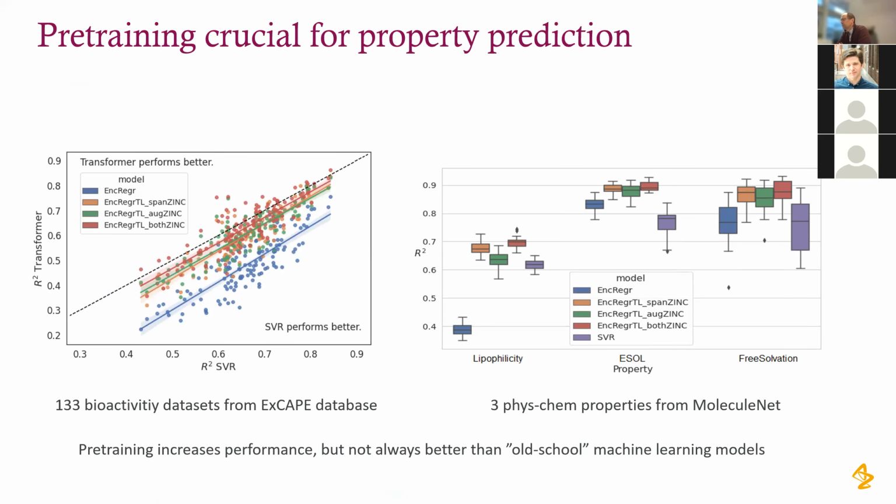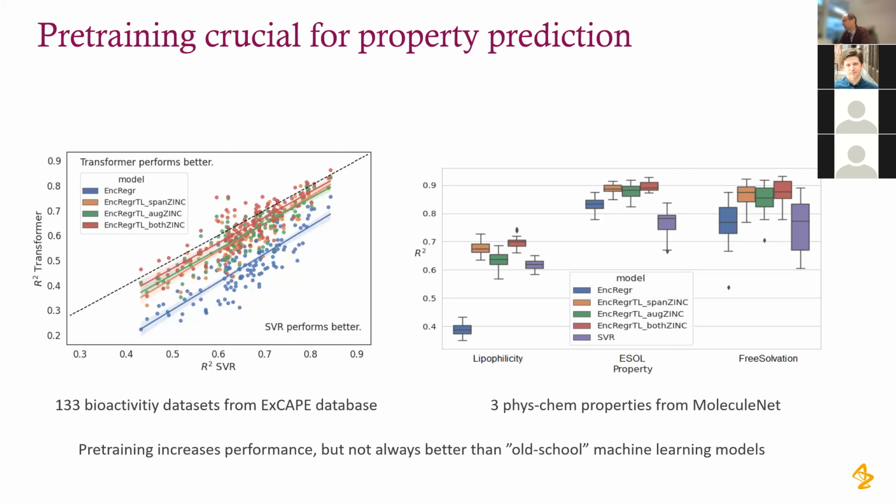So for property prediction, we compared to a more classical support vector regression model based on fingerprints. And we can see that for most of the activity tasks that we tested on, pre-training was crucial for performance. We actually got a huge performance boost on the predictive task, but we were still on average not better than the classical machine learning model. They have been optimized over a long time.